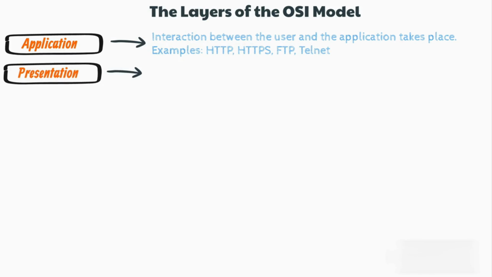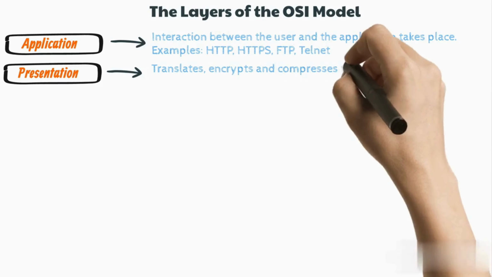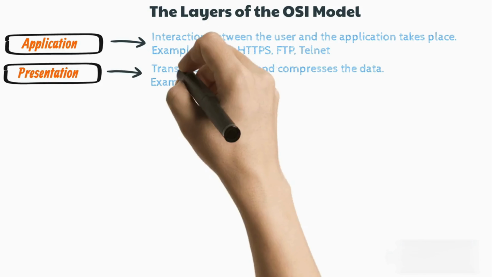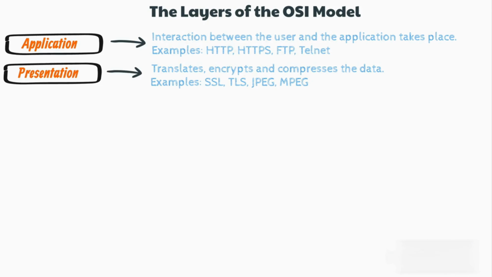2. Presentation layer, Layer 6. Function. This layer is responsible for data translation, encryption, and compression. It ensures that the data sent from the application layer of one system is readable by the application layer of another system. Examples: SSL, Secure Sockets Layer; TLS, Transport Layer Security; JPEG, Joint Photographic Experts Group; MPEG, Moving Picture Experts Group.